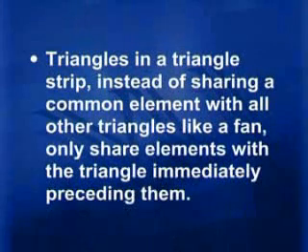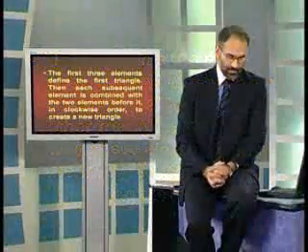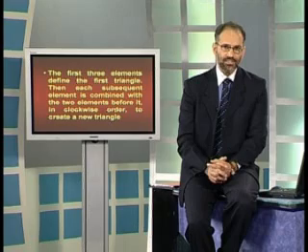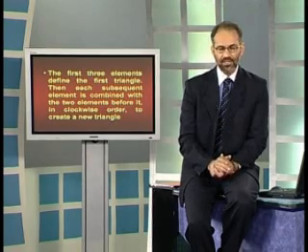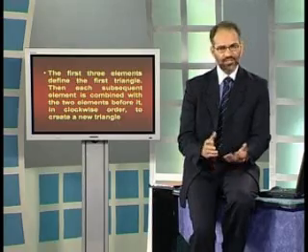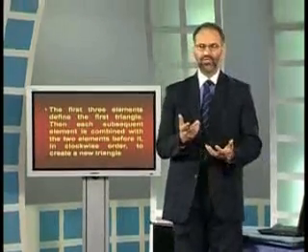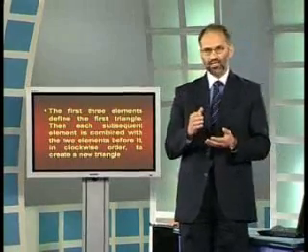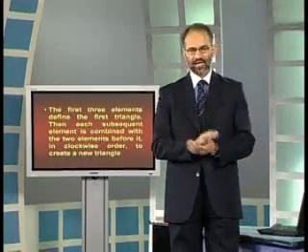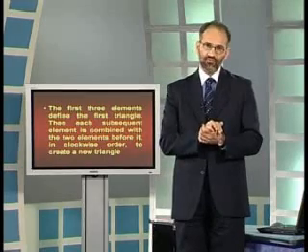Triangles in a triangle strip, instead of sharing a common element with all other triangles like a fan, only share elements with the triangle immediately preceding them. The first three elements, of course, have to be defined. The first three elements of the given triangle that starts our triangle strip or mesh will have to be defined. For instance, we are starting with 0, 1, 2. So the 0, 1, 2 will be stored as the definition for the vertices of the first of the triangles in the strip.